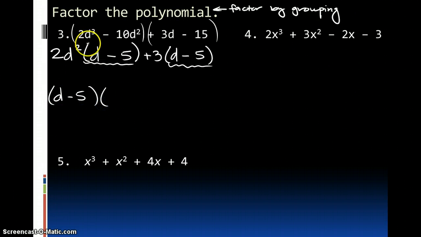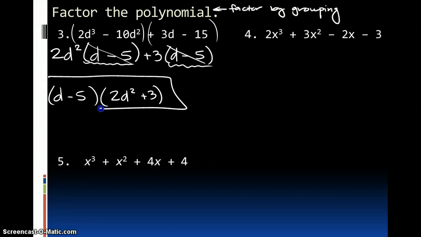And then left over, this is gone, so I have 2d squared. This is gone, plus 3. And there you go.